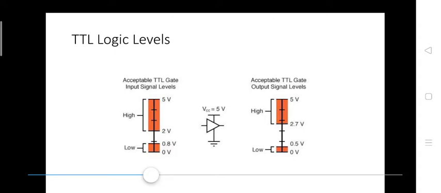For TTL technology, TTL stands for transistor-transistor logic. For TTL, 0 volt to 0.8 volt will be considered as a low logic level, and 2 volt to 5 volt will be considered as a high logic level. This is applicable for input signal. For output signal, 0 volt to 0.5 volt will be considered as a low logic level, and 2.7 volt to 5 volt will be considered as a high logic level.